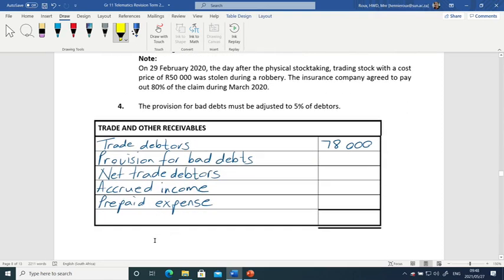Again, the format, this is what the note looks like. Trade debtors minus the provision gives you the net trade debtors, accrued income, prepaid expense. You have to study this.